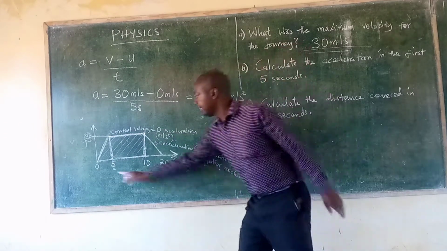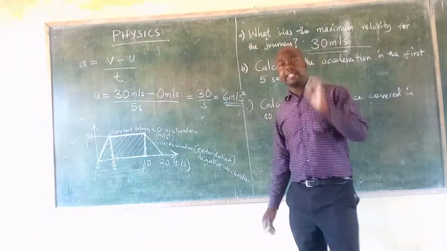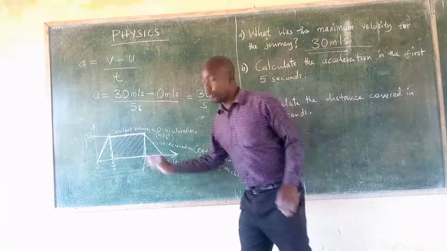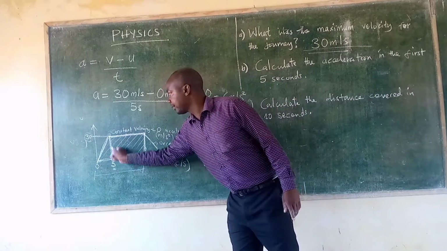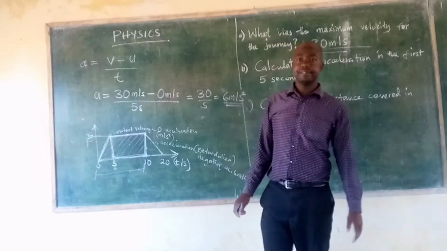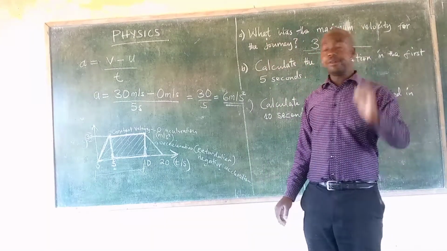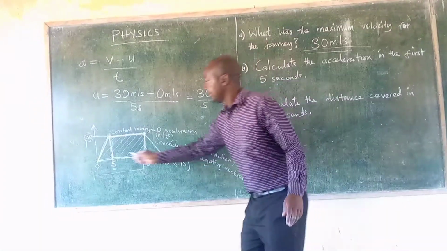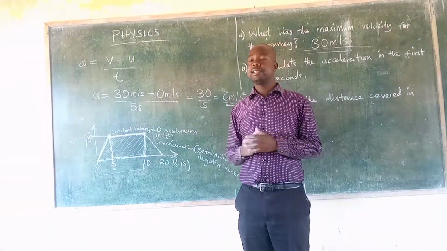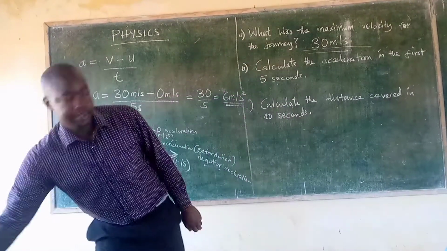So there are 2 shapes. In 10 seconds, from 0 to 10 seconds, you can see 2 shapes. So calculating the distance will be very easy for you. You have to calculate the area of these shapes. You calculate the area of the triangle plus the area of the rectangle. Is that clear? Yes, sir. So it is important to know the formula for the area of a triangle, and also the formula for the area of a rectangle. Then you add the 2 areas. That's distance. So let's see how we can do it.